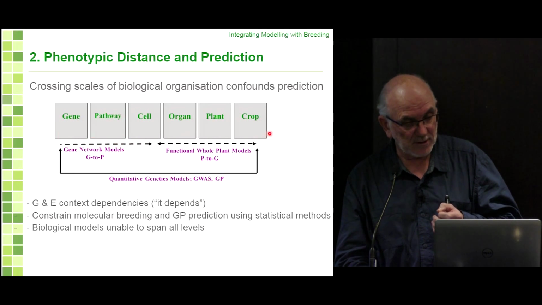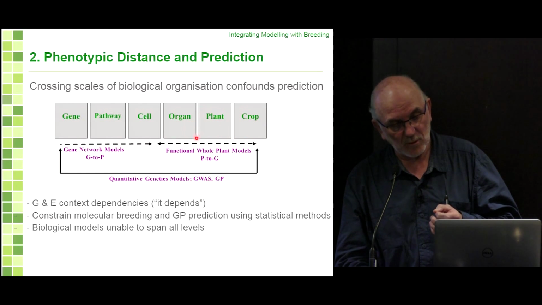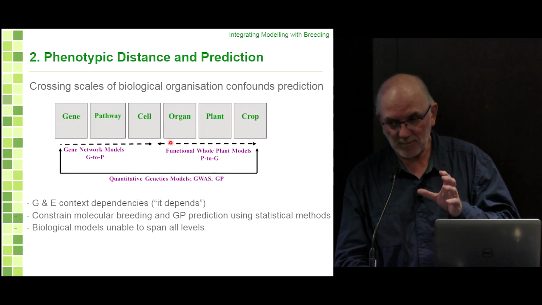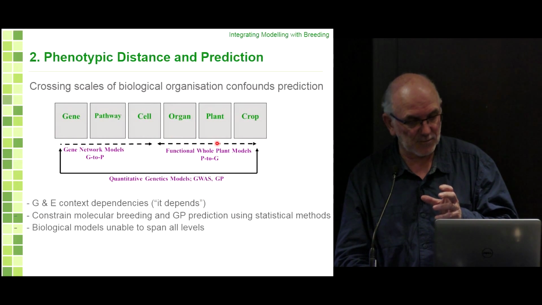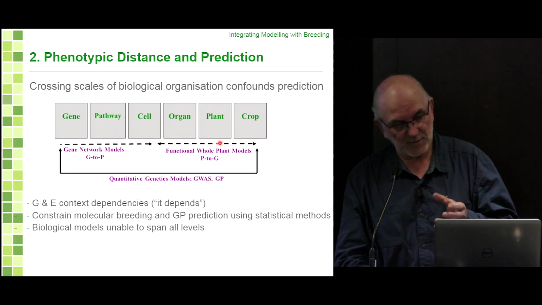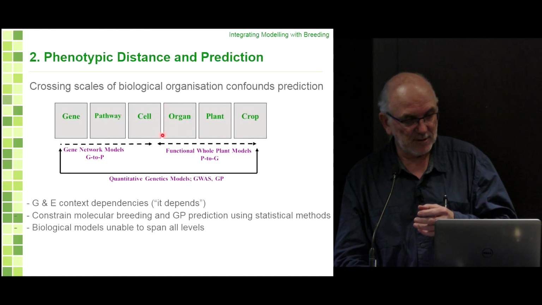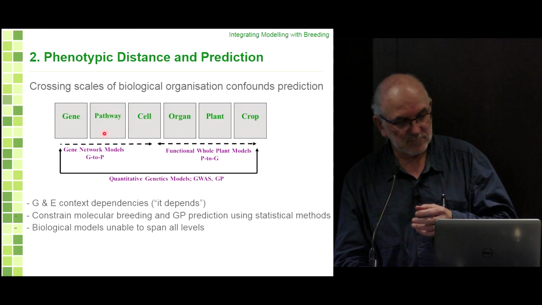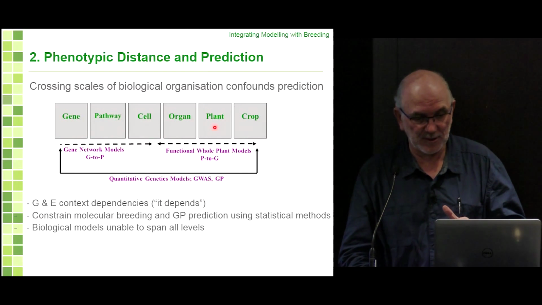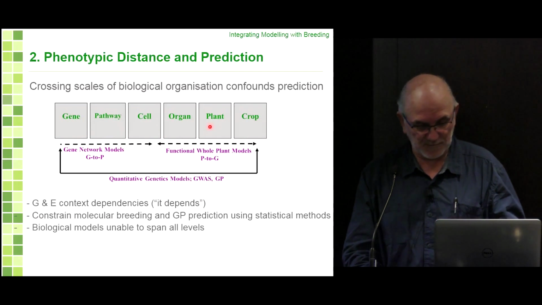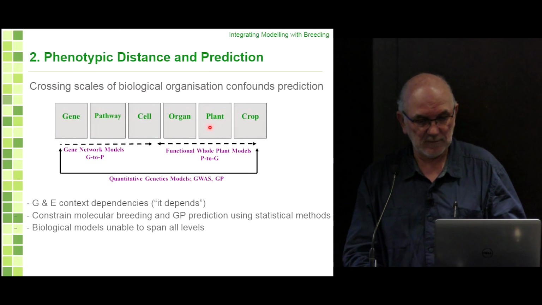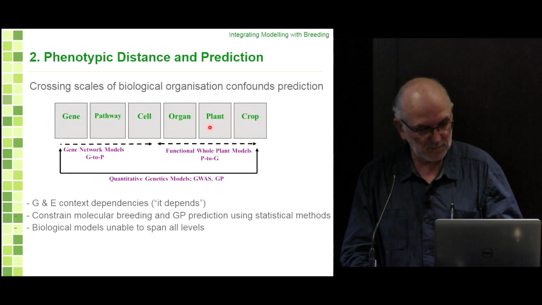But at the other end of this, the area where I tend to sit is more in these whole plant models, where we come down from the phenotype and look at how organs and plants organise themselves and how that interacts with genetic architecture and environment. But it still only comes down to somewhere around the organ level. So you're not able to span this. I'm talking about complex traits. So I like the idea of thinking about phenotypic distance.